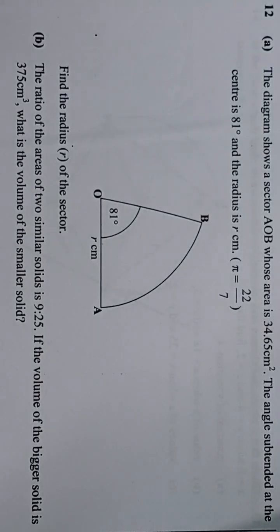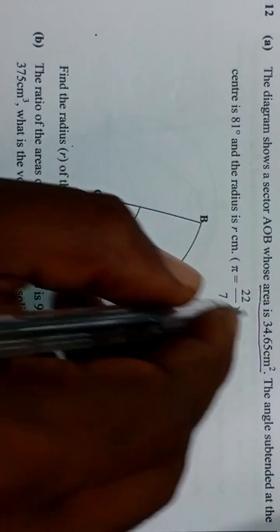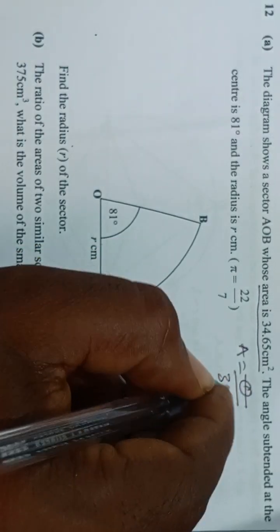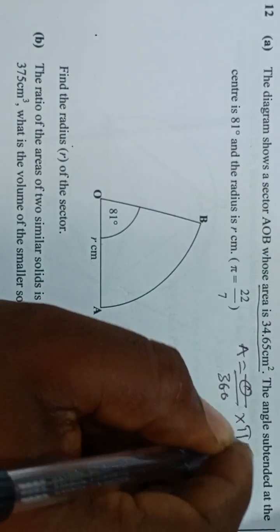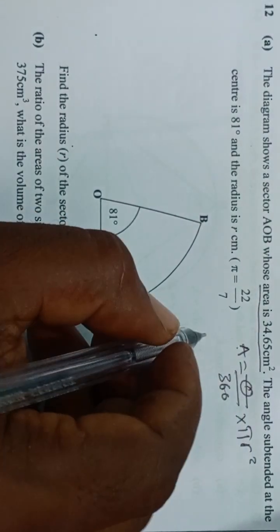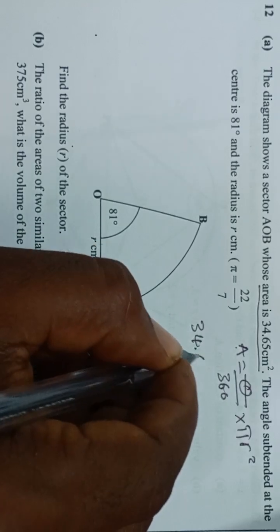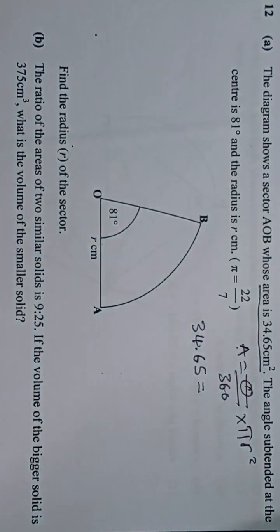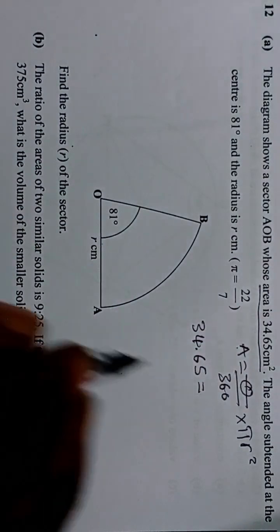So for us to find the radius of the sector, what have we been given? In this question, we have been given the area of a sector. So we are going to use the formula for the area of a sector. So area of a sector is given by this lovely formula, theta over 360 times pi r squared. So area is given to be 34.65 is equal to theta. It is the given angle. So the given angle is 81.